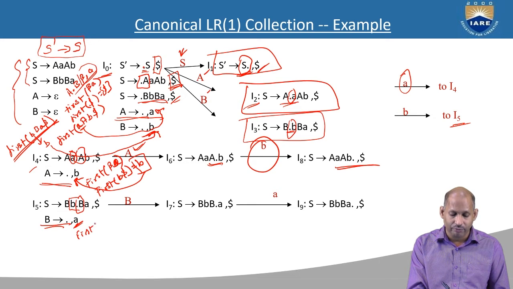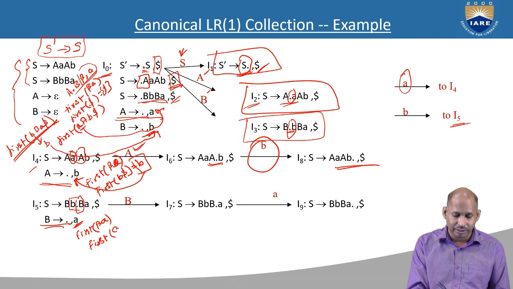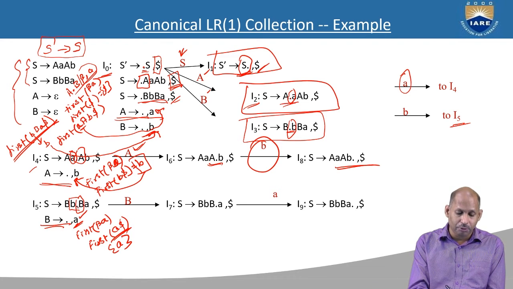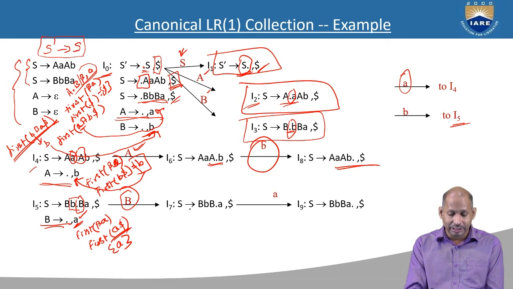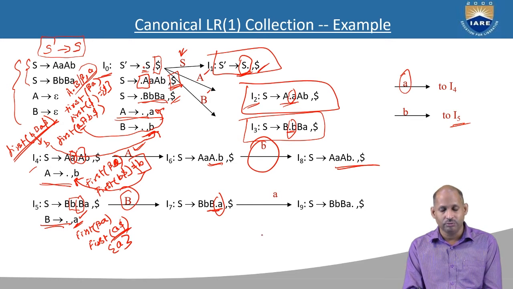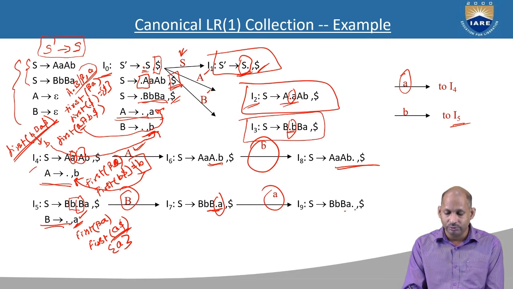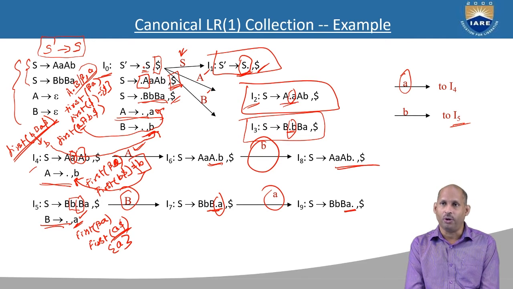First of beta A. So first of beta A means, what is beta here? A. What is A? It is a dollar. So first of A dollar is simply A. So we are including A. So here dot followed by B, capital B. So there is a go to operation on B. Then simply it goes to B dot A, dot followed by terminal A. So on A, it goes to here. Dot at the end. So there are no more go to operations.